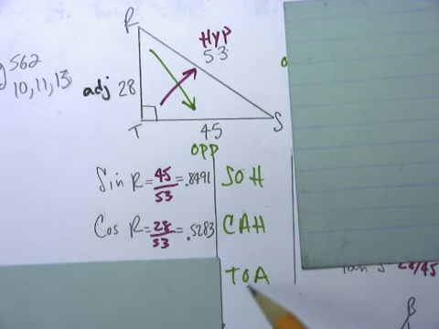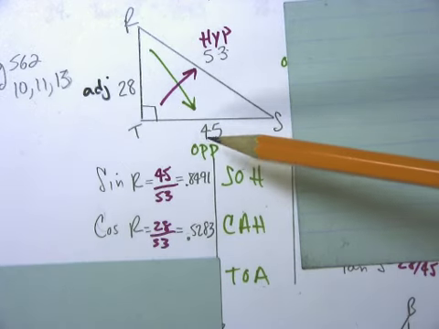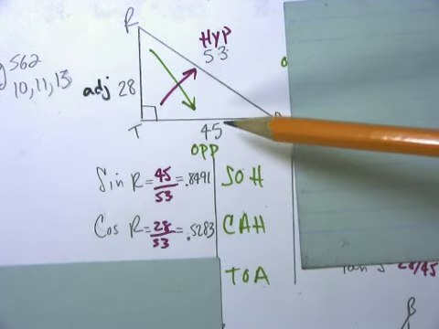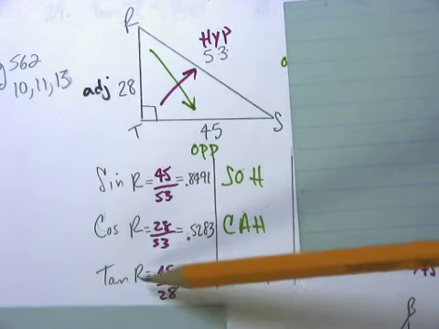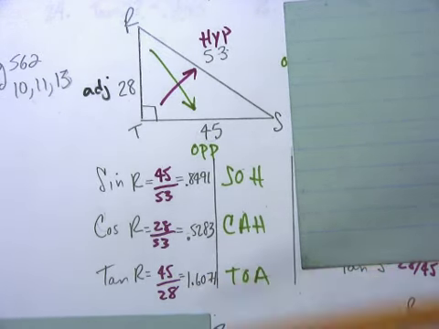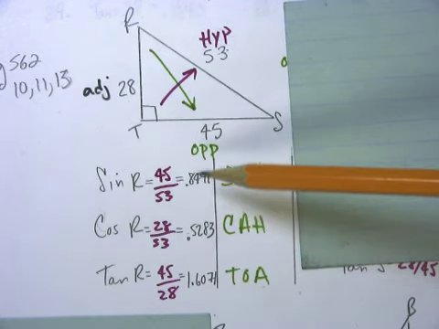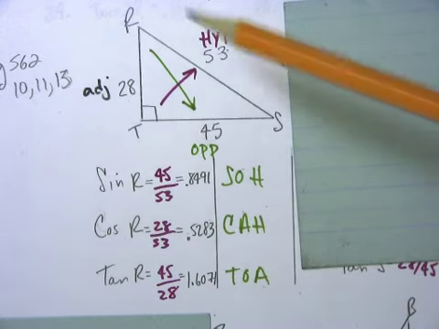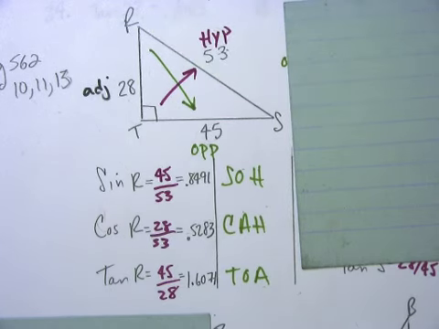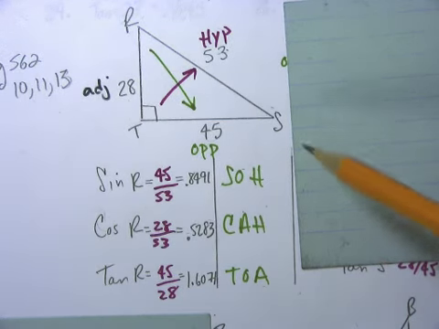And finally, let's do the tangent function of angle R. The tangent is the opposite over the adjacent. The opposite side is 45 and the adjacent side is 28, so the tangent of angle R is 45 over 28, which is 1.6071. And here I have the answers for the three trig functions of angle R. Now, let's find the three trig functions of angle S.